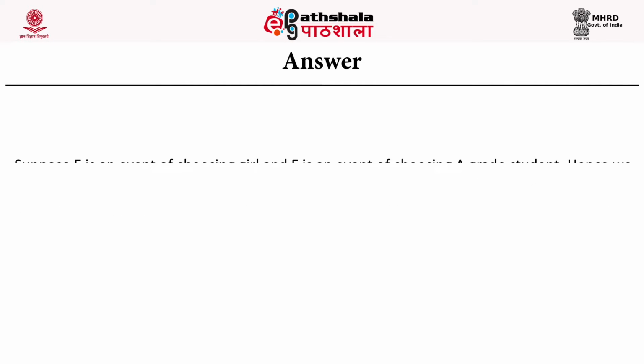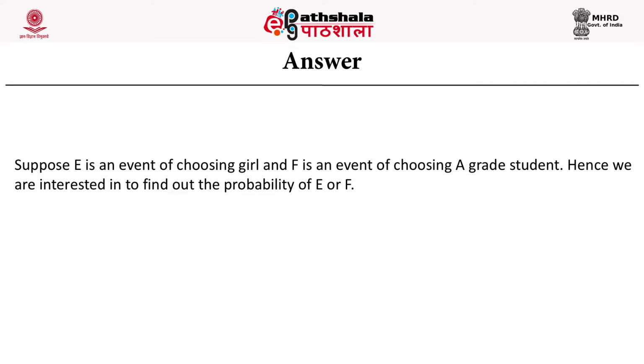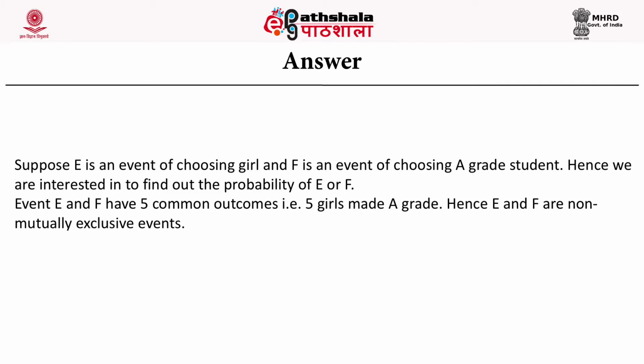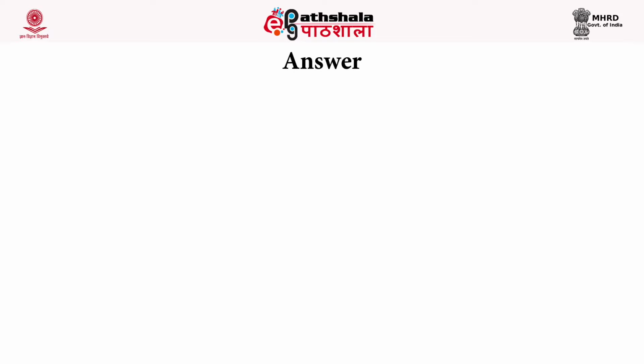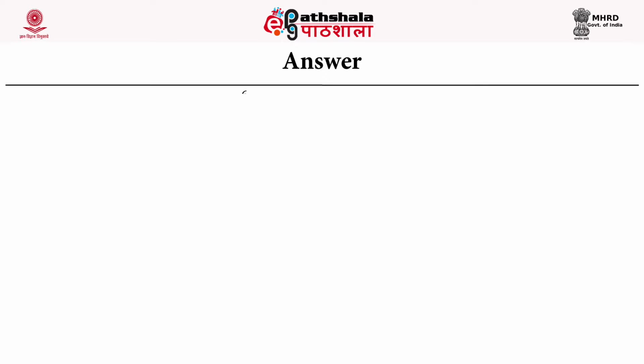The answer here is: suppose E is an event of choosing a girl and F is an event of choosing an A grade student. Hence, we are interested in finding the probability of E or F. Events E and F have 5 common outcomes, that is 5 girls made A grade. Hence, E and F are non-mutually exclusive events. We have to find the probability of non-mutually exclusive events by using the addition probability formula. Here probability of E is equal to 6 by 13, probability of F is 9 by 13, and probability of E intersection F is 5 by 13.